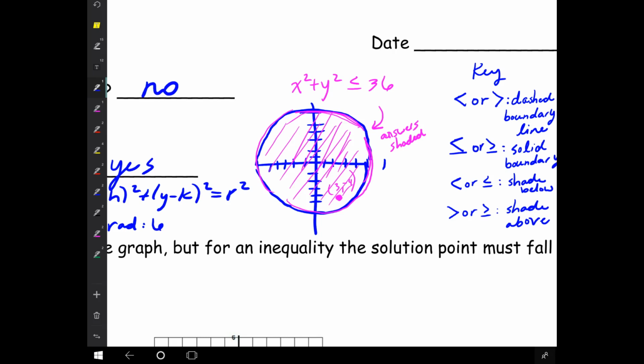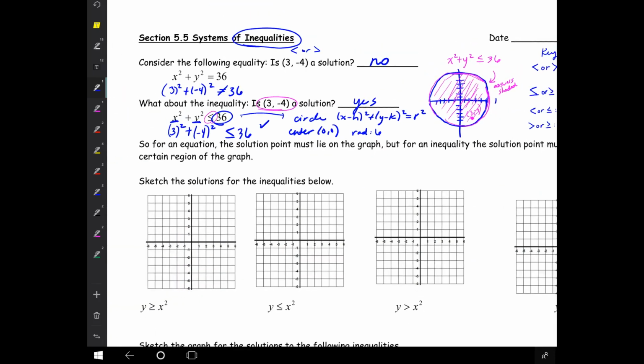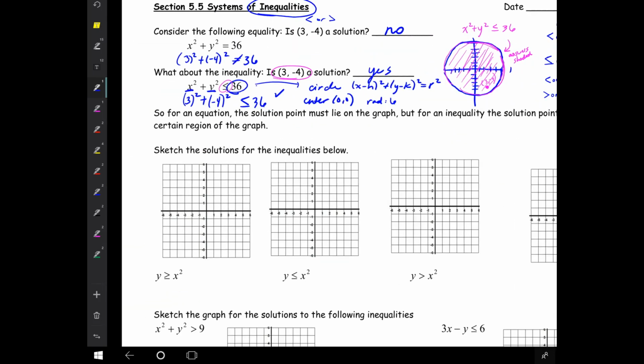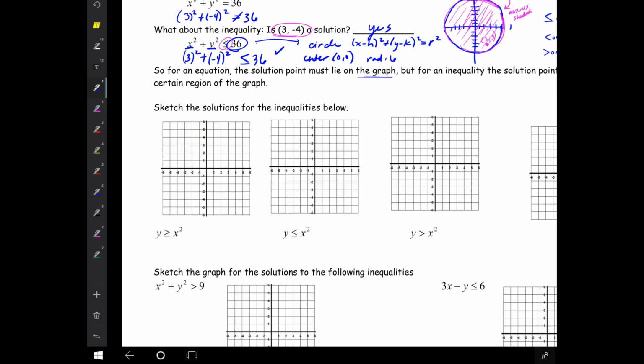Okay, now that we have that little key off to the side, let's use it for different types of graphs we've looked at with college algebra. So, again, for an equation, the solution must lie on the graph, just like the solution here would have to lie on the circle if it was an equal sign. But for an inequality, the solution point must fall in a certain region of the graph. So let's take a look at these regions, what we should shade.